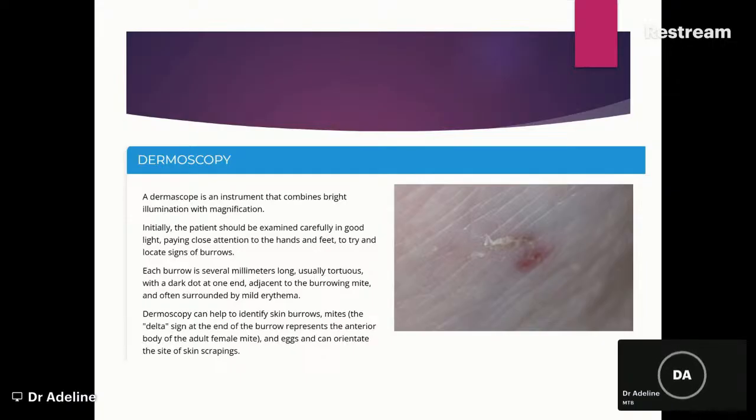When we use a dermoscope, one of the signs that we look out for is the delta sign, which represents the anterior body of the adult female mite. So the dermoscope helps us to identify the skin burrows, the mite with the delta sign, and the X, and we can also use the dermoscope to assist us in taking some skin scrapings.